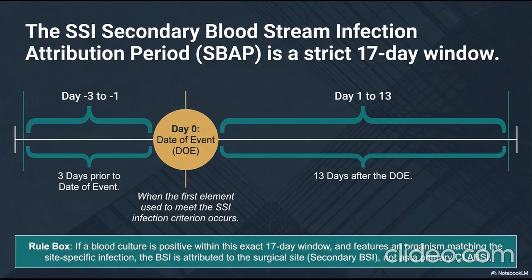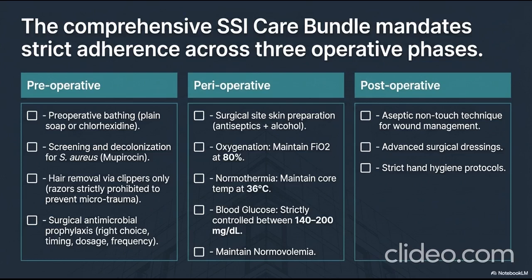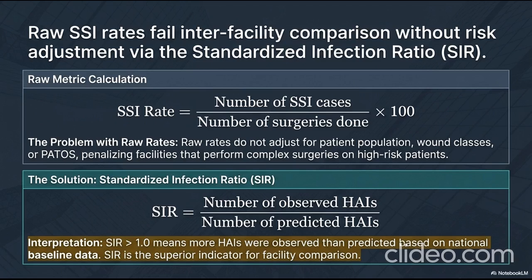Prevention is structured into 3 phases. Preoperative care focuses on chlorhexidine bathing and hair removal via clippers only. Perioperative care emphasizes normothermia and glucose control, while postoperative care mandates strict aseptic non-touch technique for wound management.